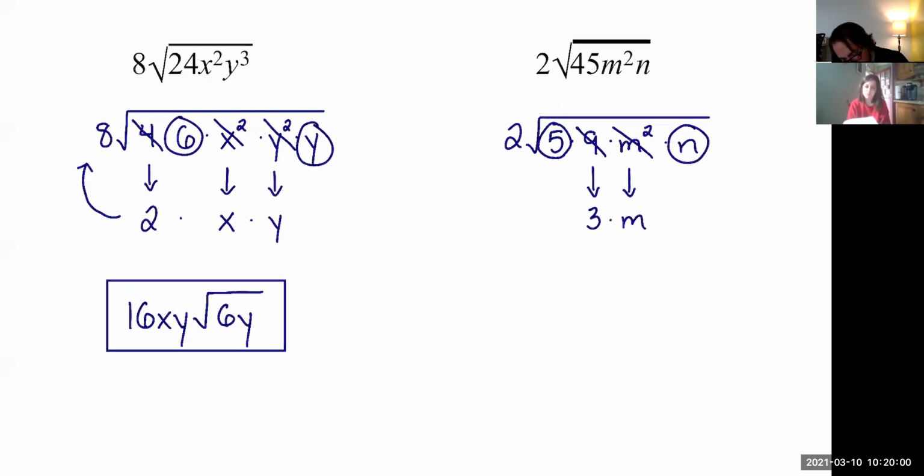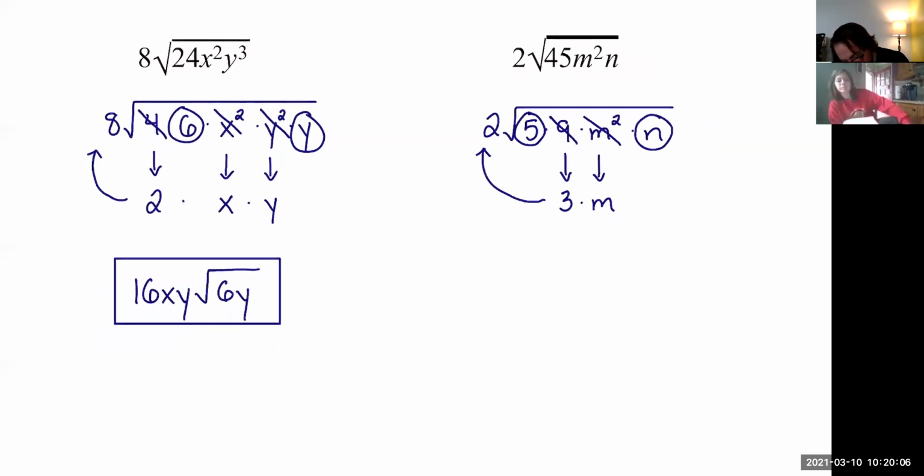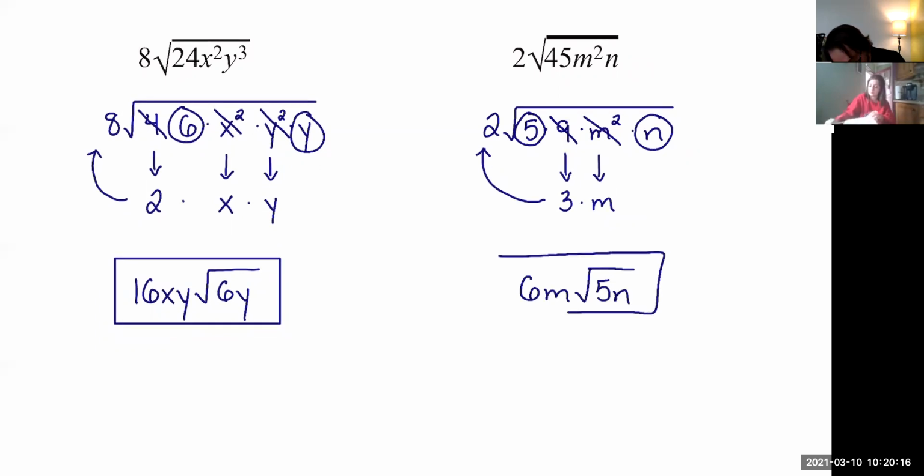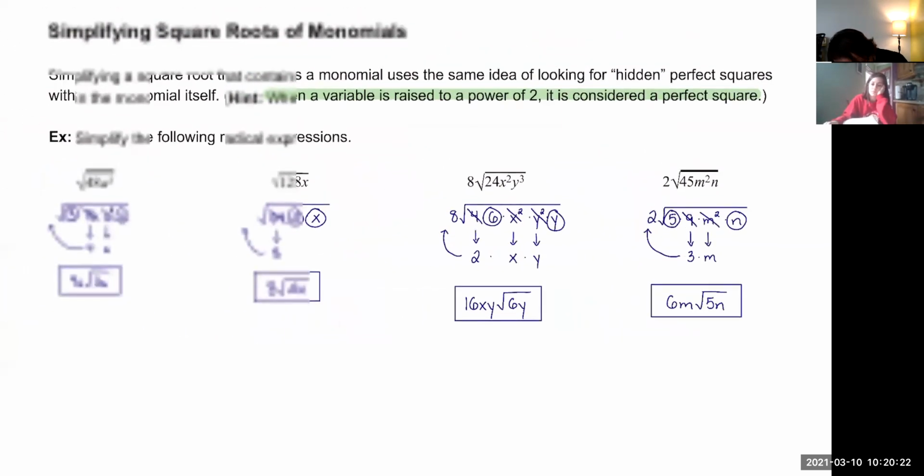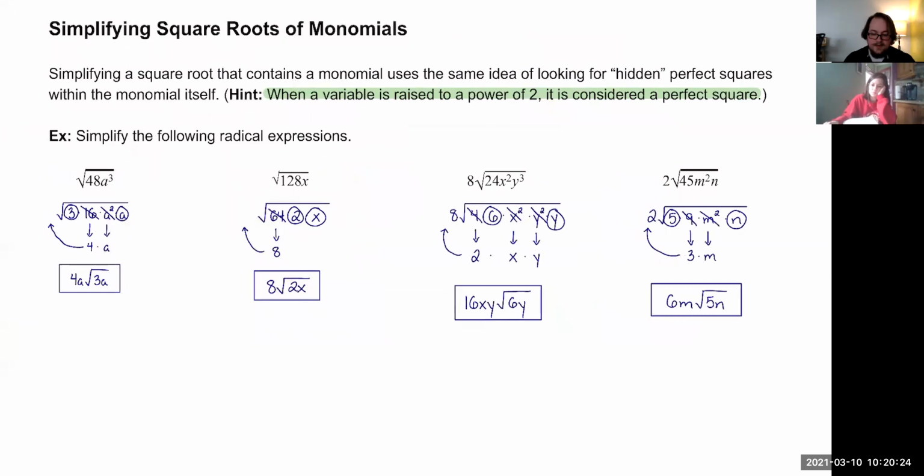So all that's coming out is a 3 times an m, but it does have a 2 already waiting there for it. So what's going to be outside? 6m. And what's remaining inside? 5n. And that, ladies and gentlemen, is simplifying square roots that even have variables inside of them.